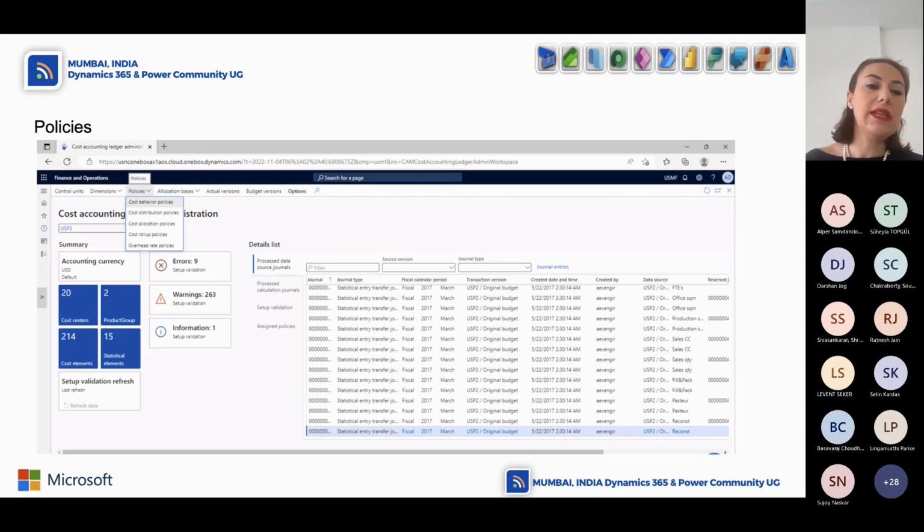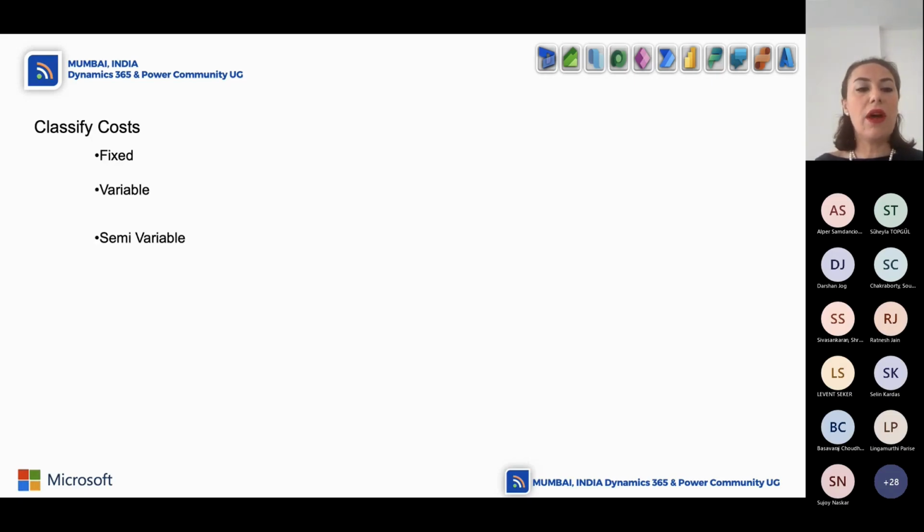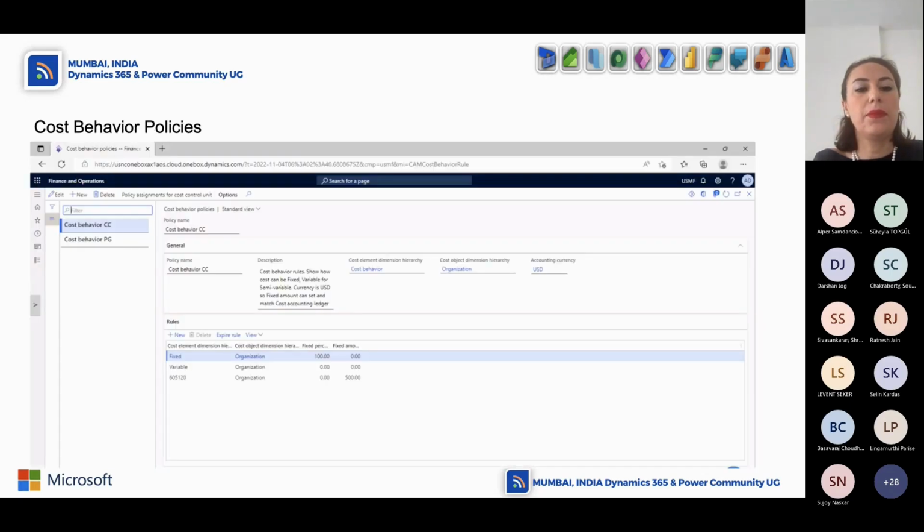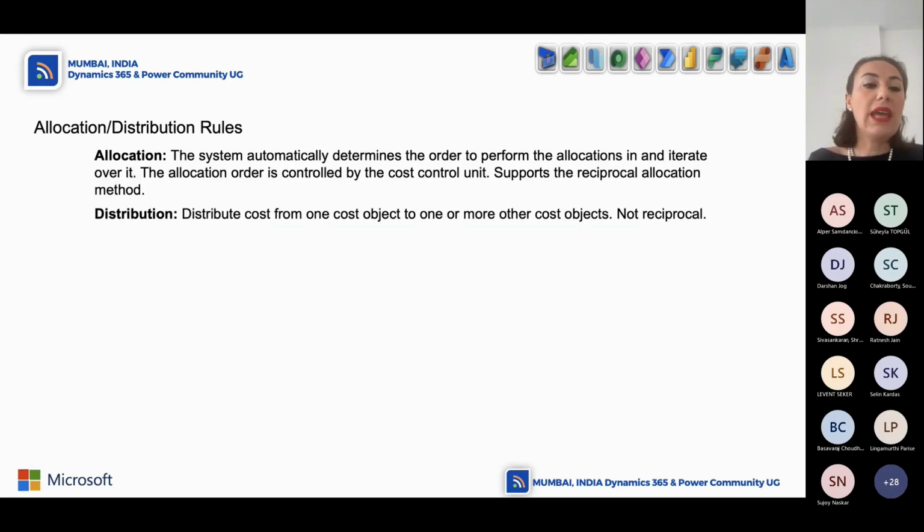Here where we define the policies, as you can see, there are 5 of them. To classify costs, you can classify your costs as fixed, variable, and semi-variable. On the behavior policies here, you can select your cost element dimension hierarchy, your cost object hierarchy, and give a fixed percentage or fixed amount for that. And we have allocation and distribution rules. Even though they sound the same, there are slight differences between them.